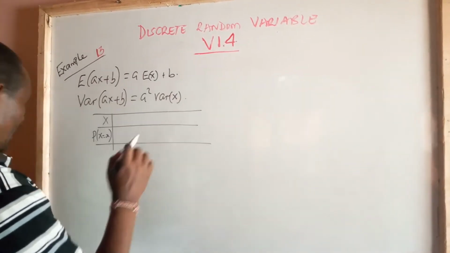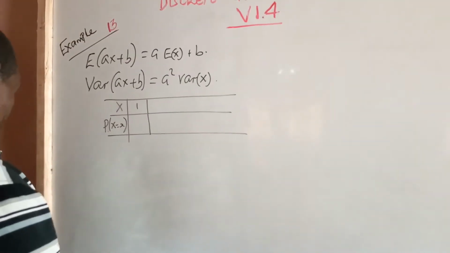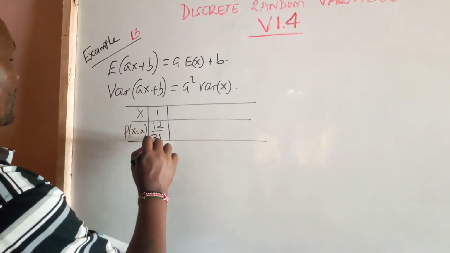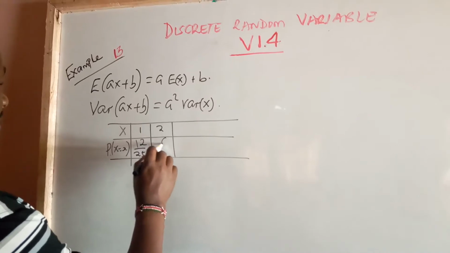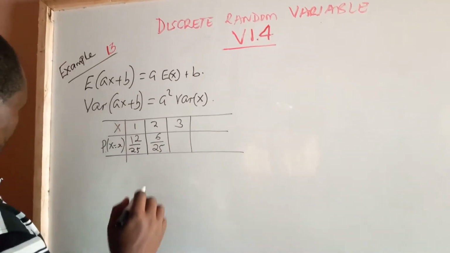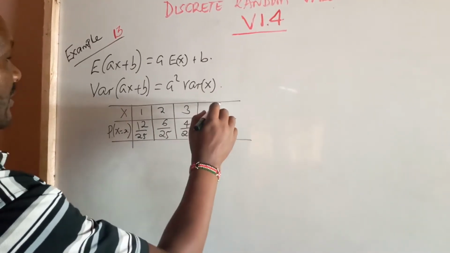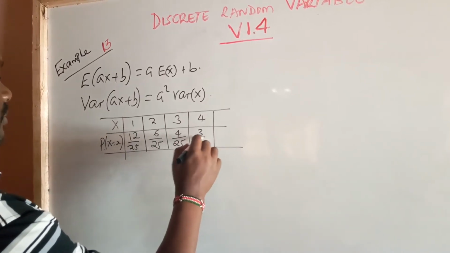Now, when x is 1, the probability is 12 out of 25. When x is 2, the probability is 6 out of 25. When x is 3, the probability is 4 out of 25. When x is 4, the probability is 3 out of 25.